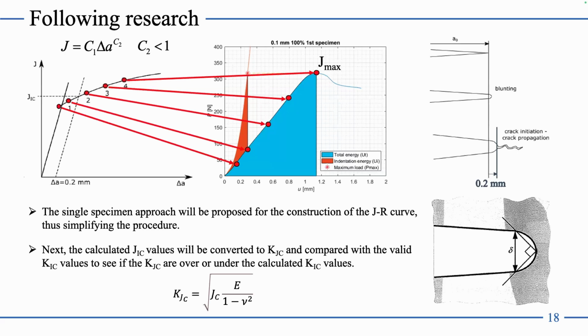So we'll calculate the J1C and measure the KJC. We'll have proper K1 results and the other results with the J, and we'll see if the KJC actually overestimates or underestimates the K1C values. Okay, that's all.